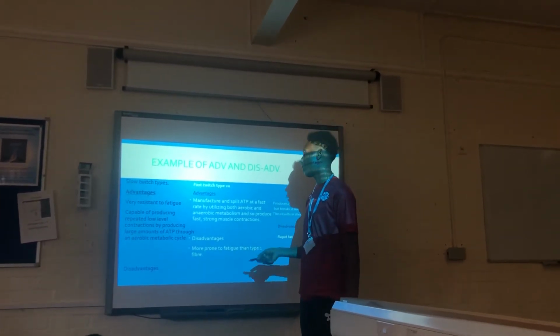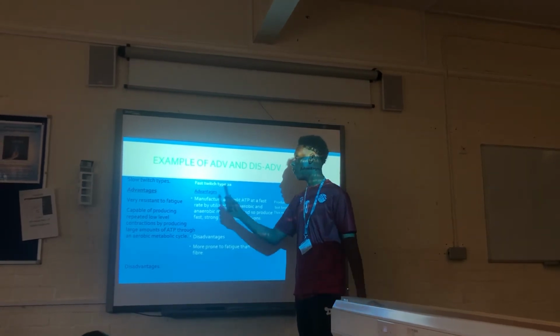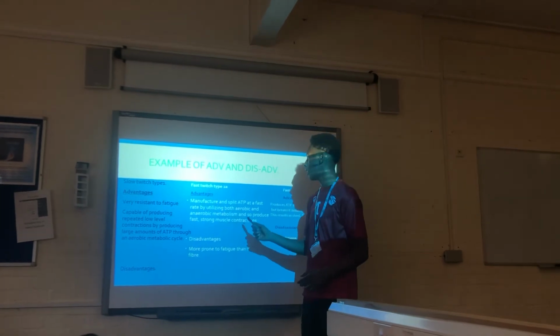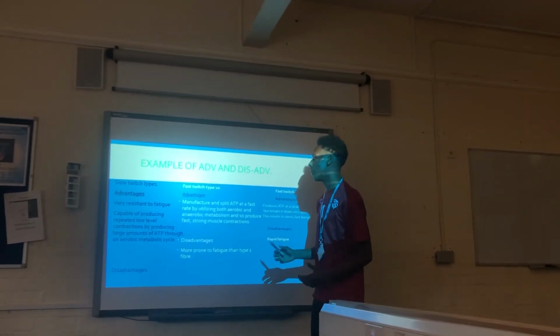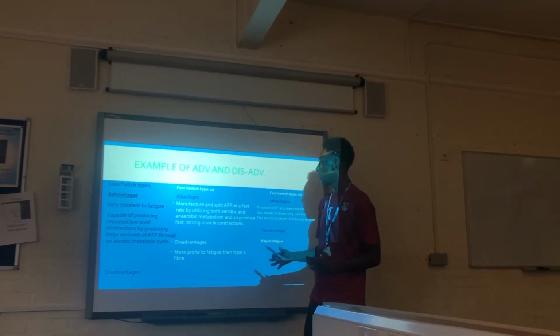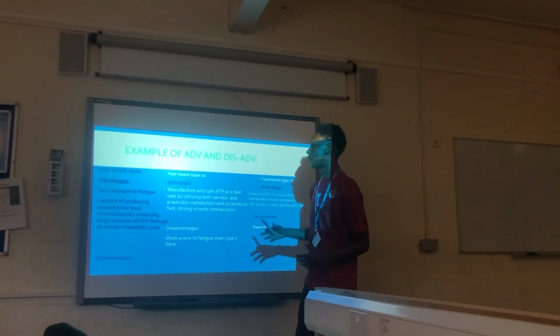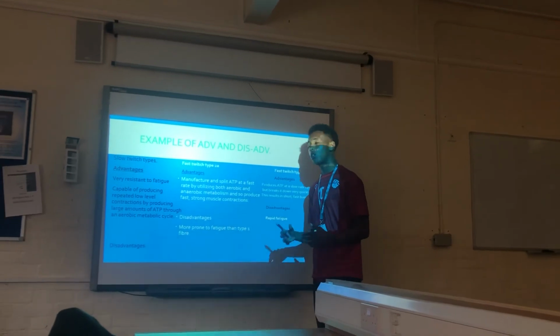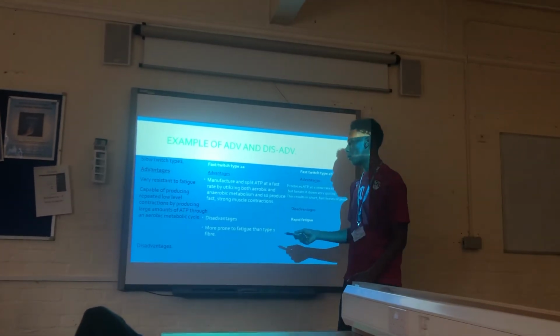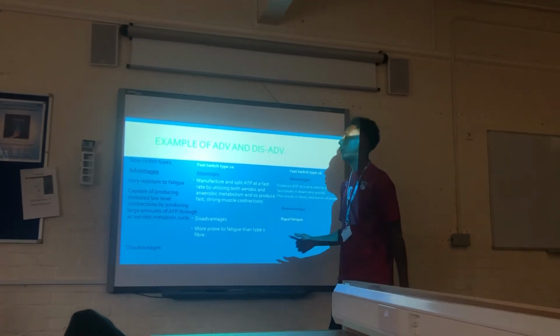And there's no disadvantage. So fast twitch type 2A advantages are that they manufacture and split ATP at a fast rate by utilizing both aerobic and anaerobic metabolism, and so produce fast, strong muscle contractions. The disadvantage is they are more prone to fatigue than type 1 fibers.